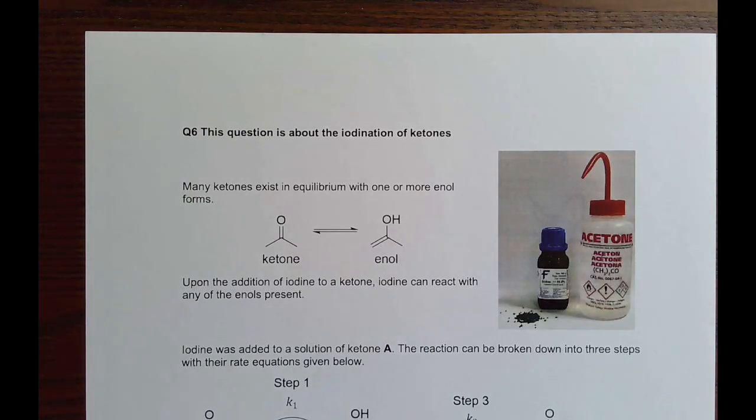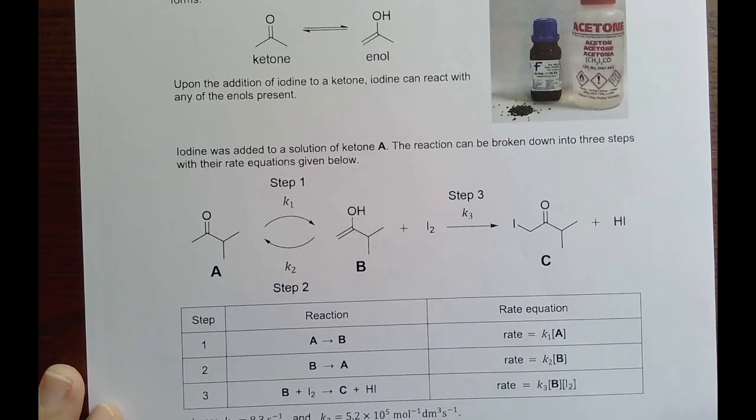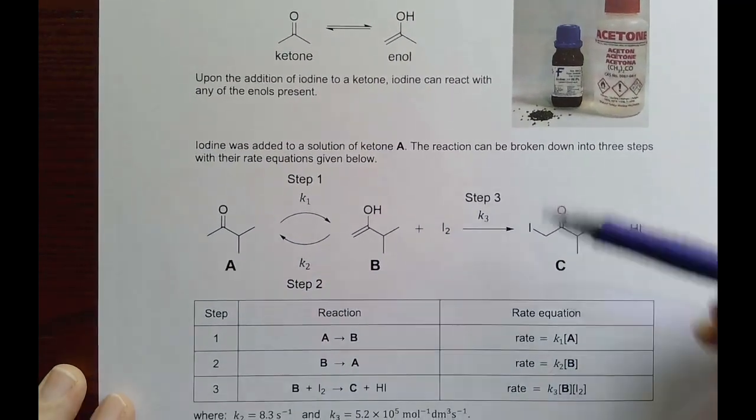Now we have the last question from the 2025 paper, which is a nice question on rates. Some of this question's pretty straightforward, but only really if you've studied rates in class before. If you haven't studied rates, some of it's probably going to seem quite unusual. So we've got all the usual information here about the reaction, which is quite important.